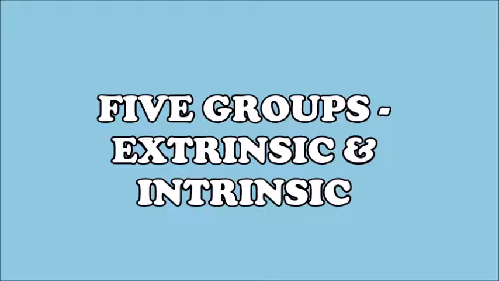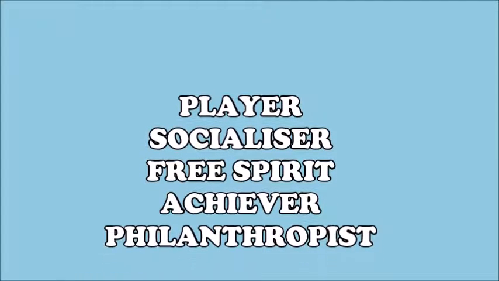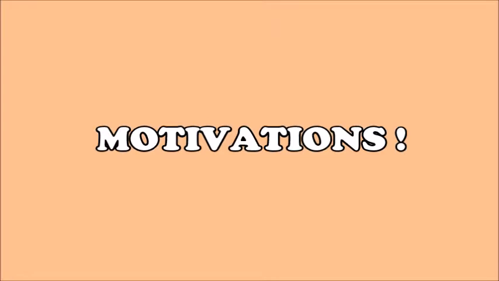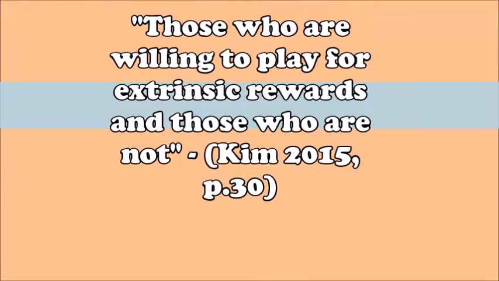One of the key aspects to consider when gamifying something is whom the gamification is directed at and what the characteristics of that target group are. Therefore, there are 5 different groups to consider in the context of gamification that is identified in Kim's article, and they are as follows: the player, the socializer, the free spirit, the achiever, and the philanthropist. What separates these types of players and groups are their motivations, or as Kim states, those who are willing to play for extrinsic rewards and those who are not.